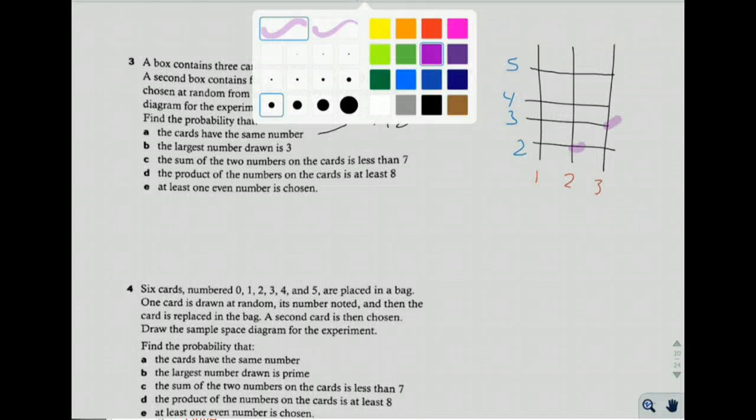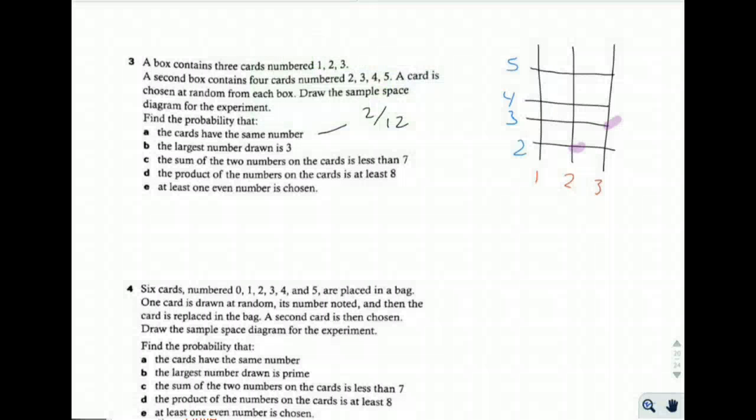Okay, the largest number drawn is 3. So that would be 3 and 2, 3 and 3, 2 and 3.